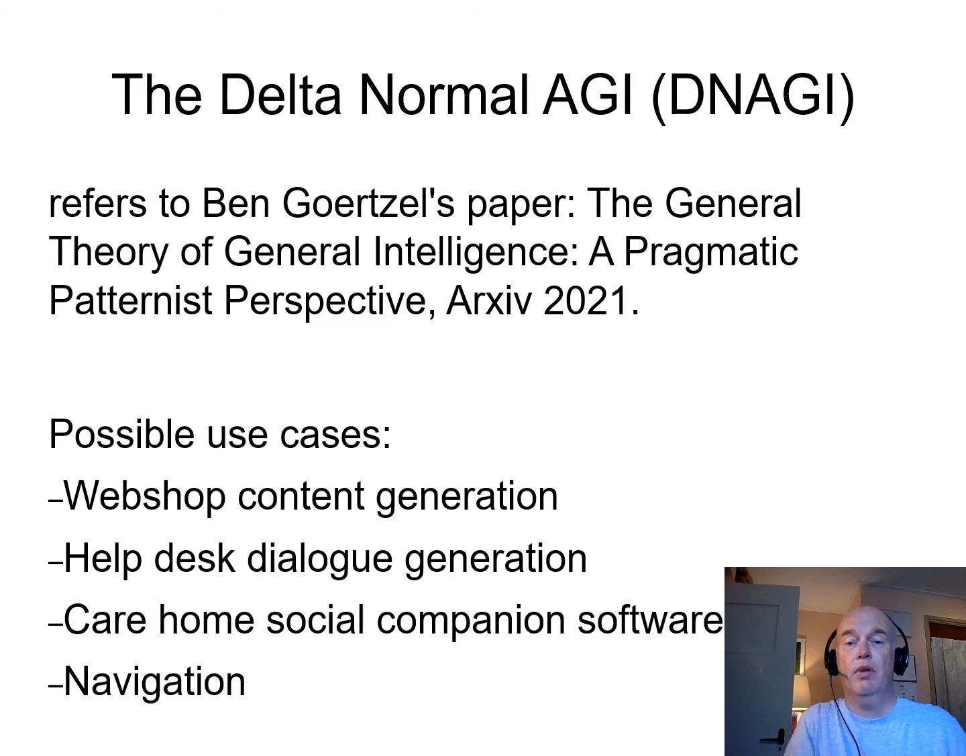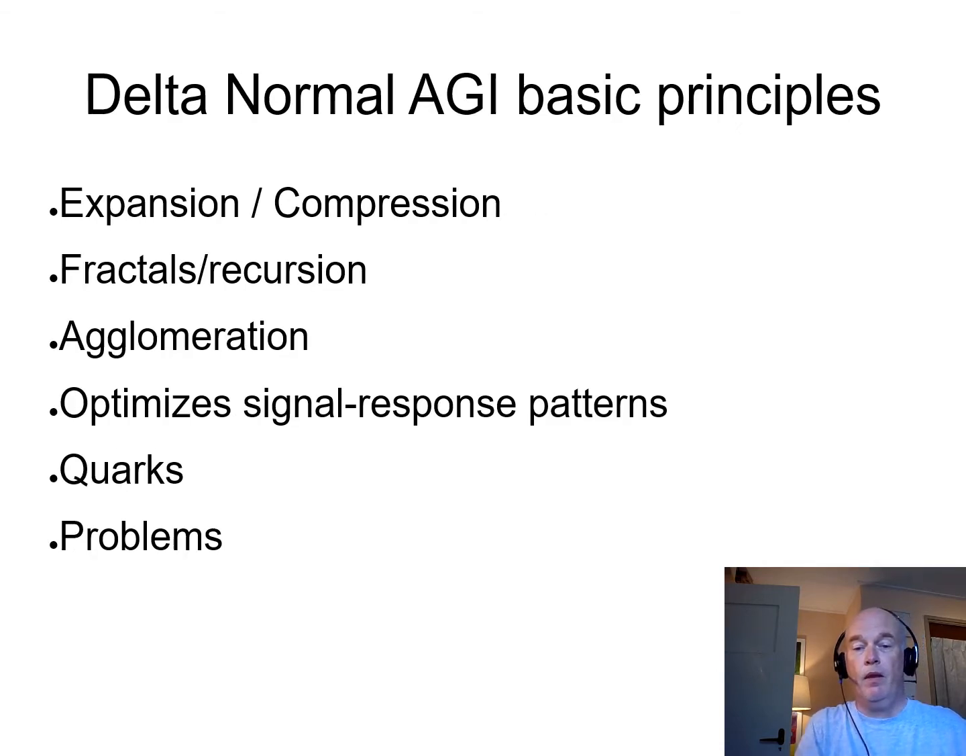What is it about? Well, the Delta Normal AGI refers to Ben Goertzel's paper, The General Theory of General Intelligence, and that paper can be found on Archive. Possible use cases for the AGI are, for instance, webshop content generation and care home social companion software. The AGI makes use of certain basic principles, as can be found in this list.